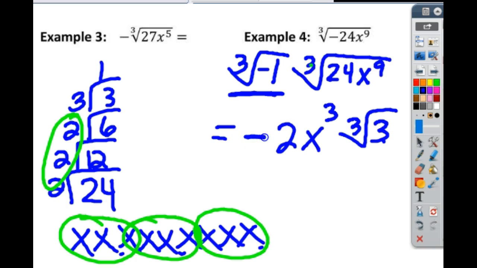-1 times 2 would just be a negative. It's only if it's a square root or a 4th root that this is equal to I. It's not I because -1 times -1 times -1 equals -1. And so if it's a 3rd root, this is just equal to a negative sign out in front.